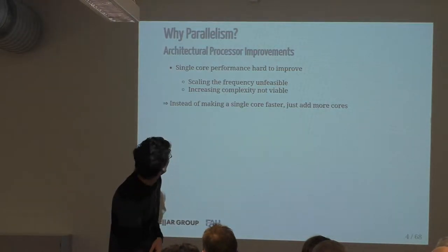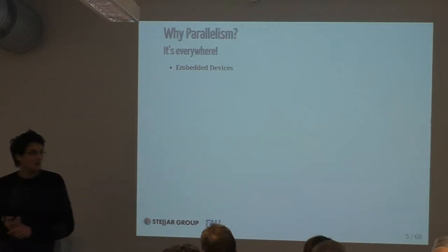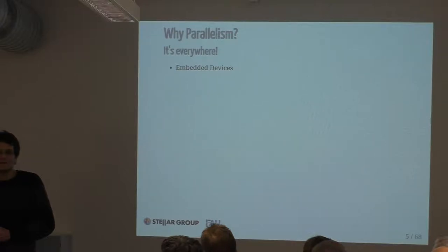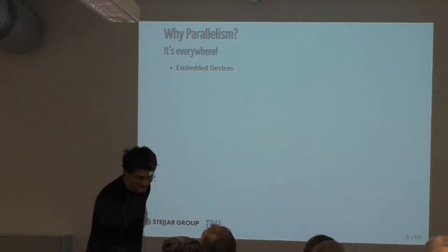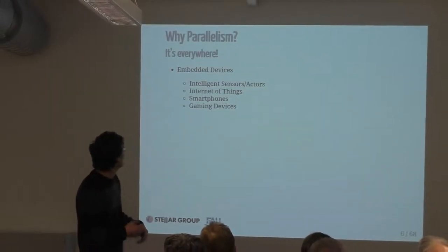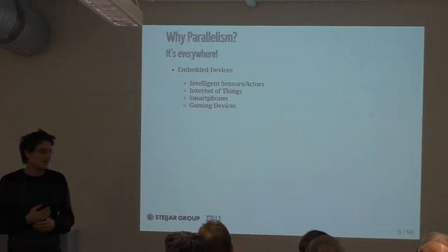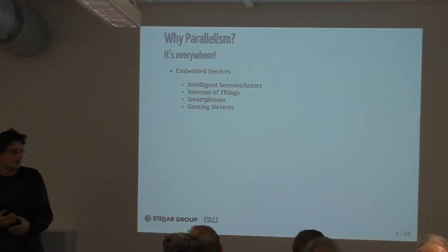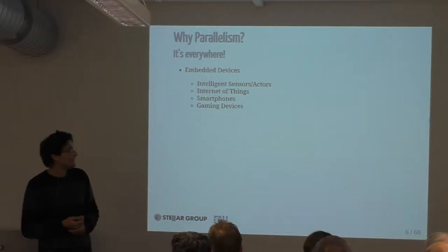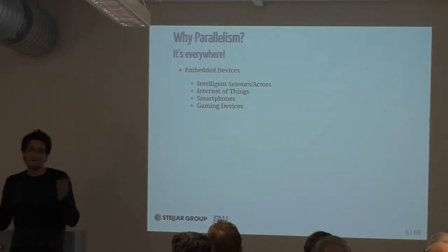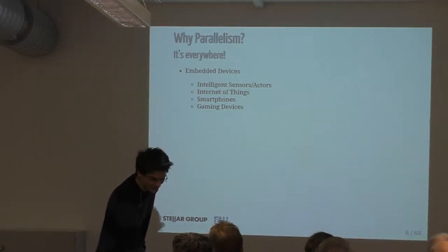Okay, so parallelism is everywhere. Who would agree that embedded devices are increasingly more and more parallel? Excellent. So my talk is basically over. Okay, so I listed intelligent sensors and actors, the whole Internet of Things thingy, smartphones, obviously, and gaming devices like PlayStation or Nintendo devices, depending on how you count whether it's embedded or not. I'd say it's kind of embedded. Some people might disagree there.